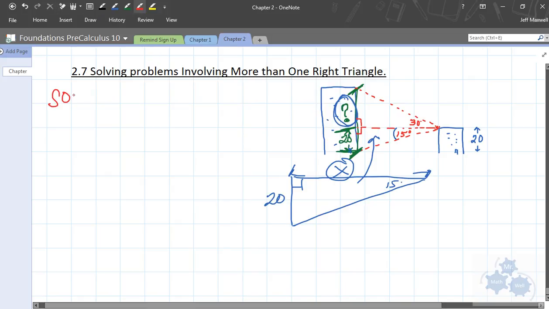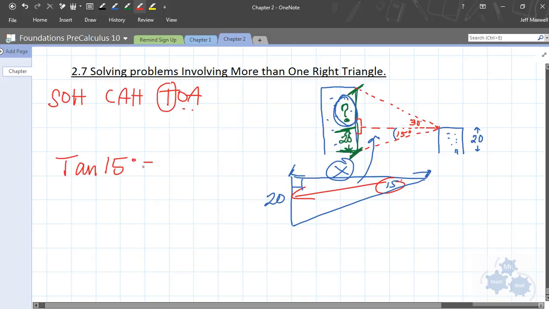And just in case you're wondering, you should write this at the top of your paper. Really, you should be writing this everywhere you possibly can, so that you can quickly see. Now, for 15, we have opposite, and I'm looking for, what side is this according to 15? Adjacent. So opposite and adjacent, guess what? I need to use the tangent ratio. So, tan of, what's the angle? 15 equals opposite, that's 20, divided by adjacent, which is x. So x equals 20 divided by tan 15 degrees.